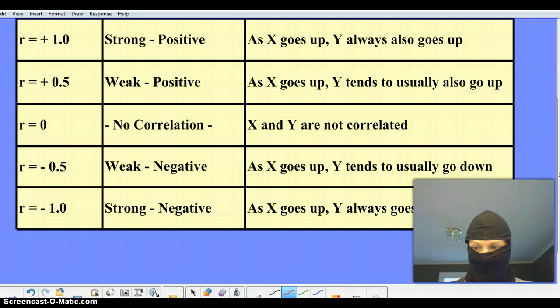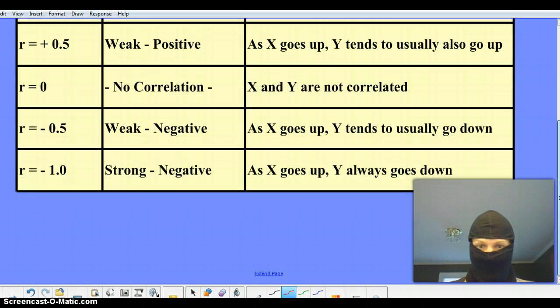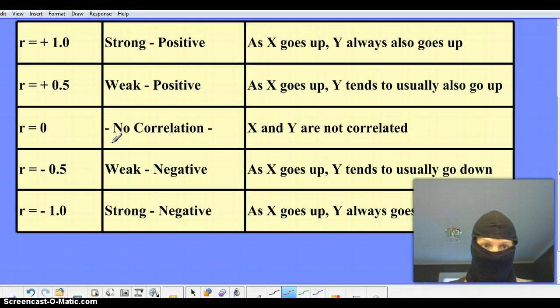And then we have the same thing for when you have a negative, like one is increasing, the other is decreasing. So hopefully my head's not in the way here. But really, all you need to know is this part right here, the R and the correlation. So take a minute, copy that down.